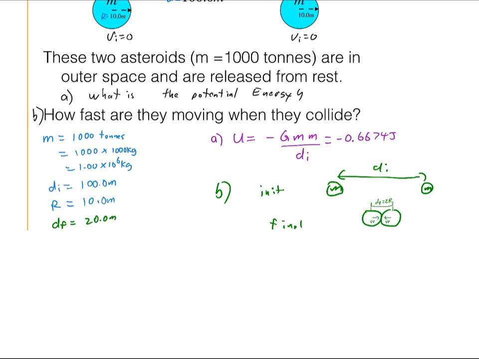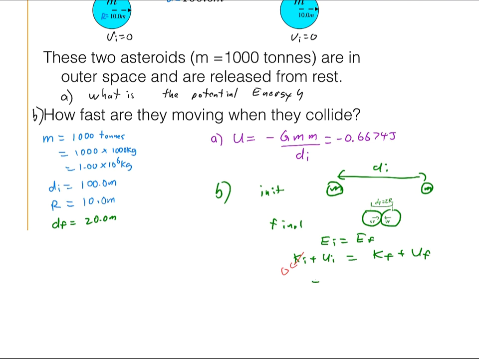So we let them go, and they're initially at rest. How fast are they moving when they collide? Let's do conservation of energy. E initial equals E final. E initial is kinetic energy initial plus potential energy initial. E final is kinetic energy final plus potential energy final. Kinetic energy initial is zero because they start from rest when I release them. So initially, I just have the potential energy stored between those two objects.